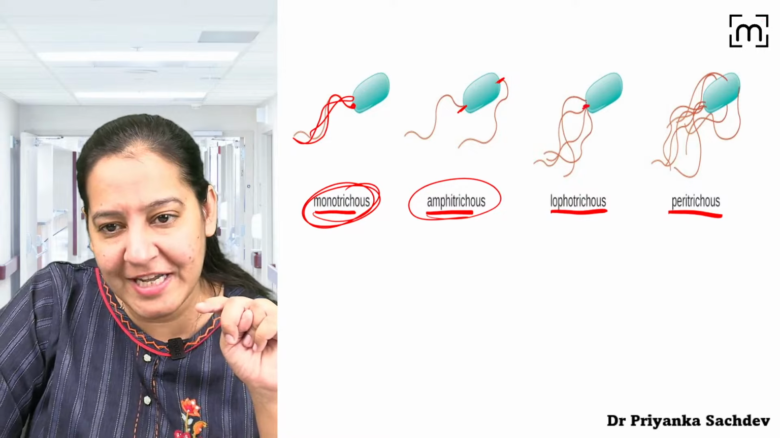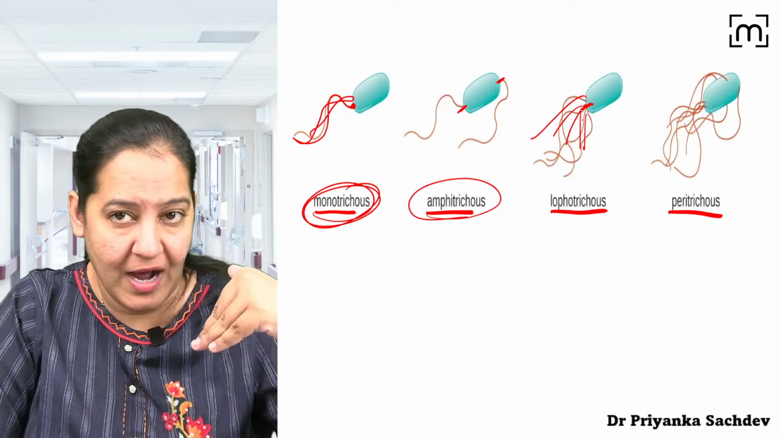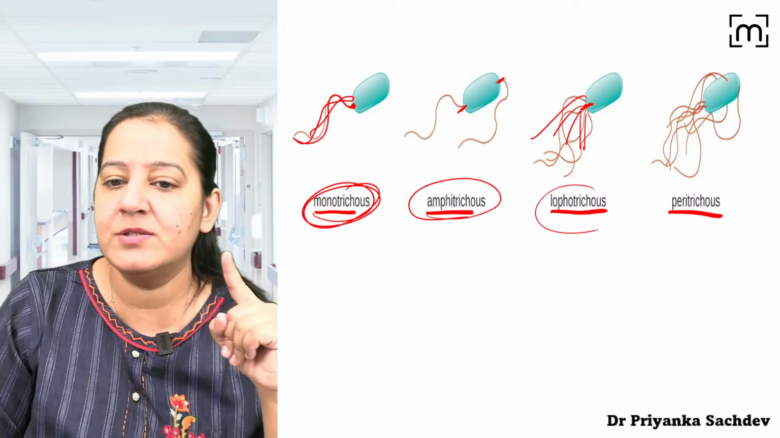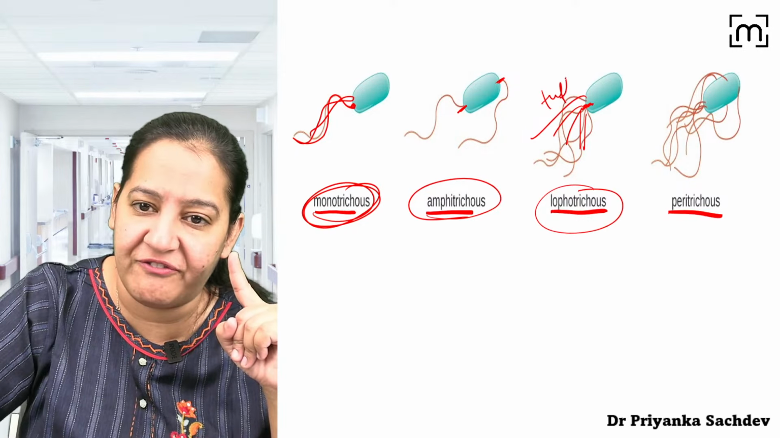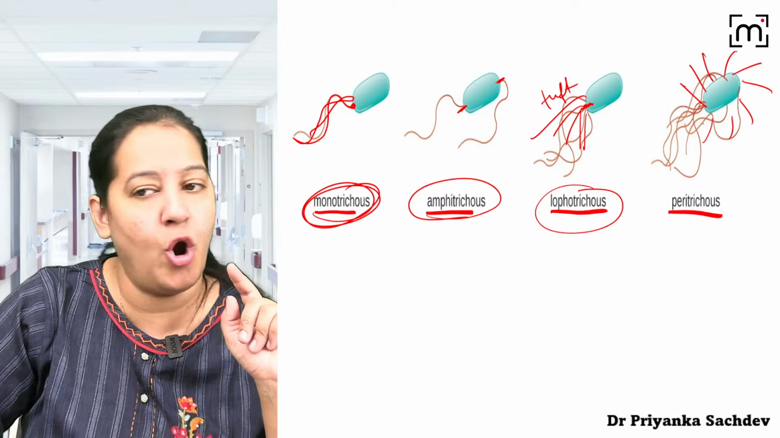The third one, multiple flagella. 3, 4, 5 flagella are there, but all are from one of the poles, either north pole or south pole. It is known as lophotrichous. It is the tuft of flagella, multiple flagella. And here you can see flagella all around, not from the pole.